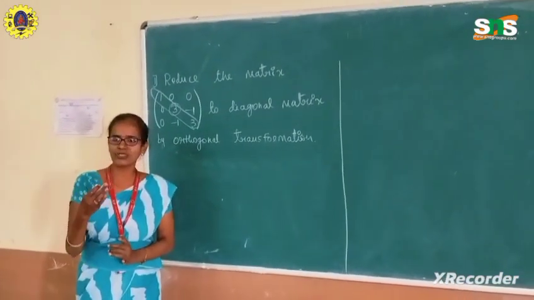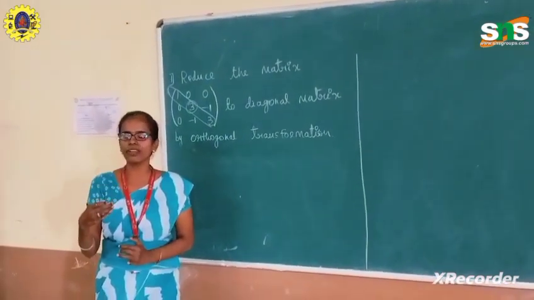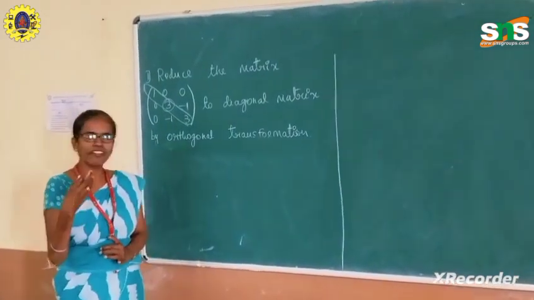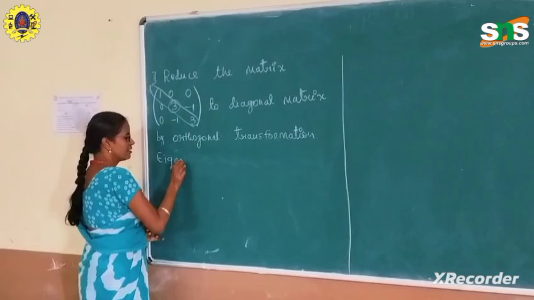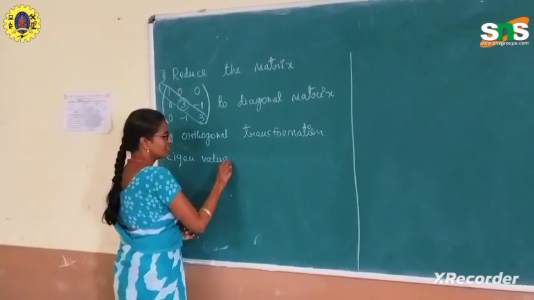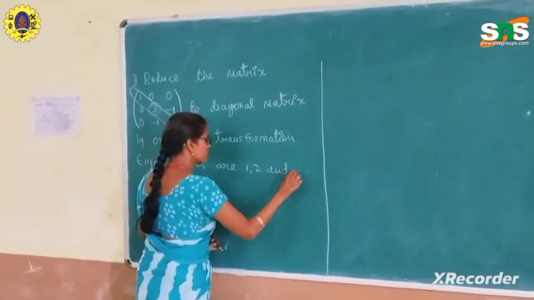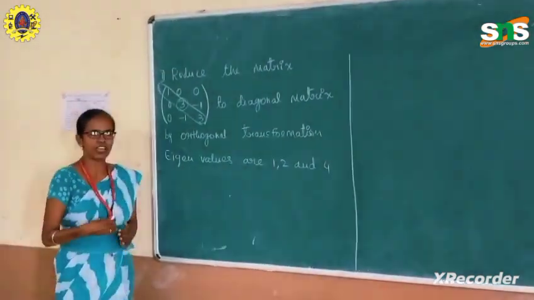Okay. In the last class, we just solved till eigenvalues. Now we are at the topic diagonalization of a matrix. We are going to continue the same problem. Already we got the eigenvalues, right? The eigenvalues are 1, 2, and 4. These are the eigenvalues of this matrix. So in today's class, we are going to solve.